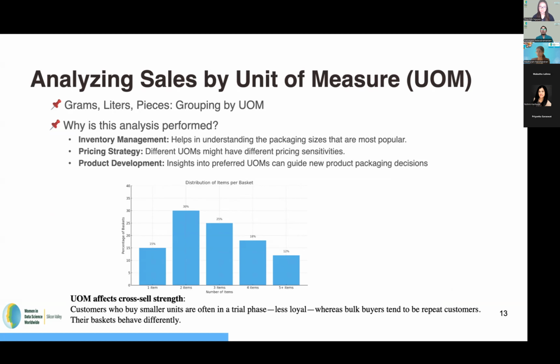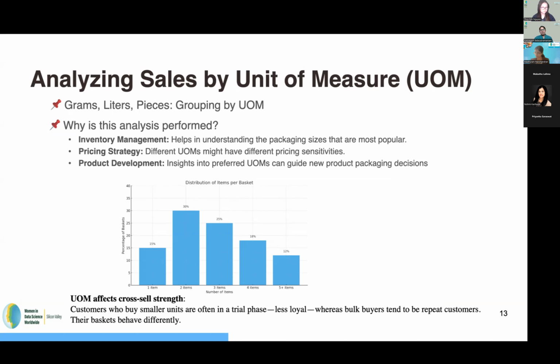But in the case of milk, butter, and things that go bad very easily, like vegetables, they are not going to take it back. So at the end of the day, it's going to fall on the store provider. It also tells us the cross-sell strength.